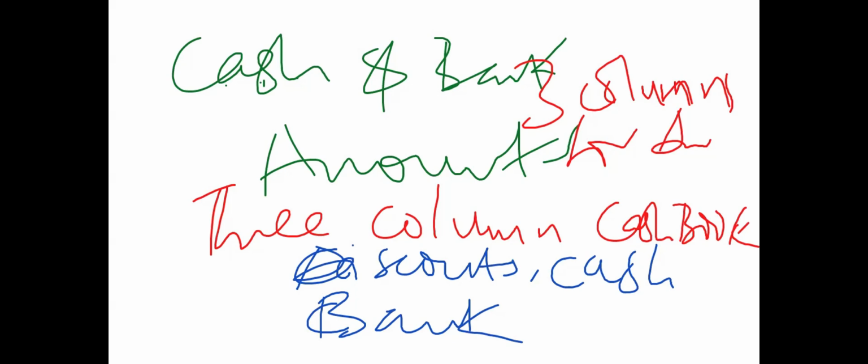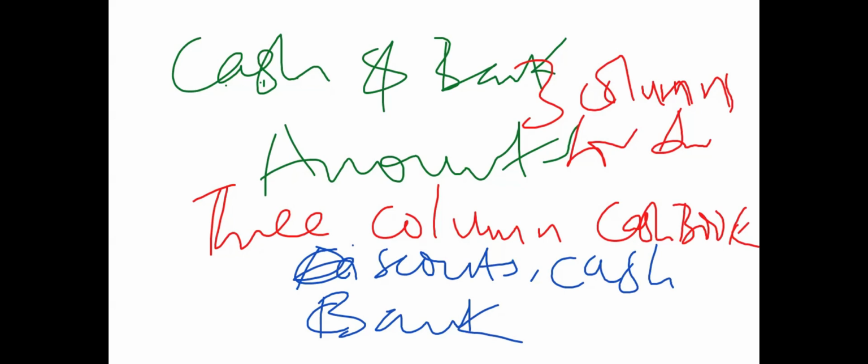So the three-column cash book will still have a debit. So the debit side will actually have three columns. We are going to have a column for discounts, column for bank and cash, and that's all. And that makes the difference between the single column, the double column, and the three-column cash book.